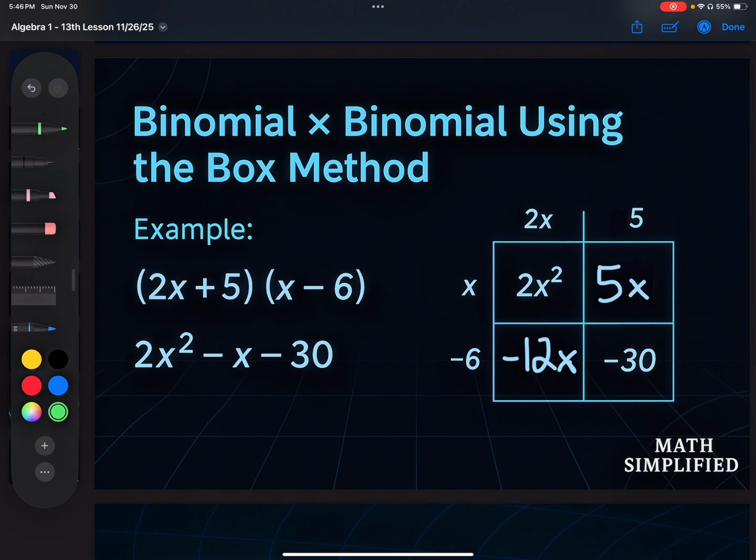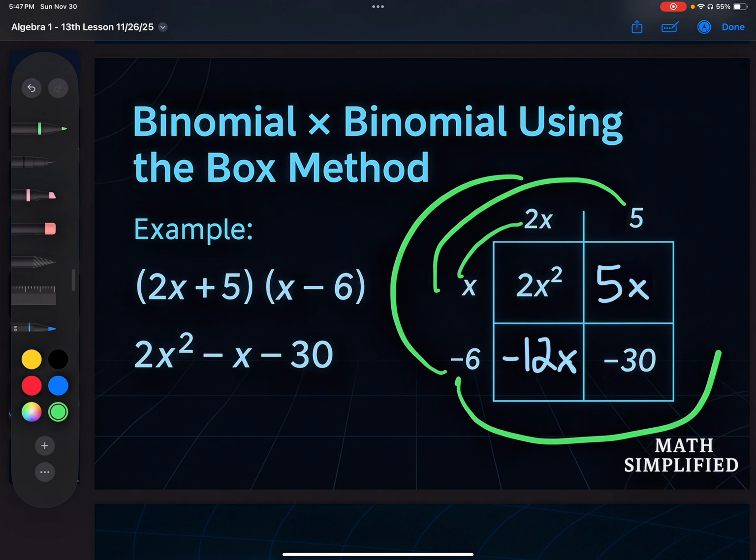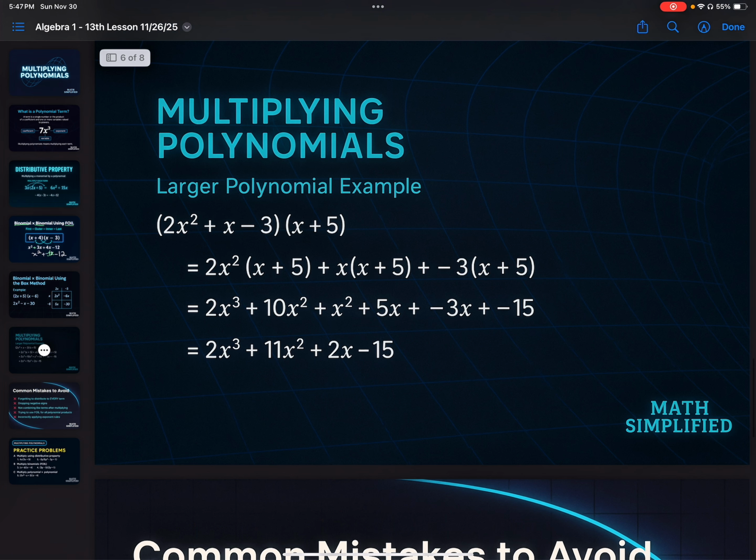Then, binomial times binomial using the box method. What we could also do is a box method, which is essentially just multiplying this and that, and also this and that. And then afterwards, -6 times 2x, and then -6 times 5. So yeah, this is the box method.